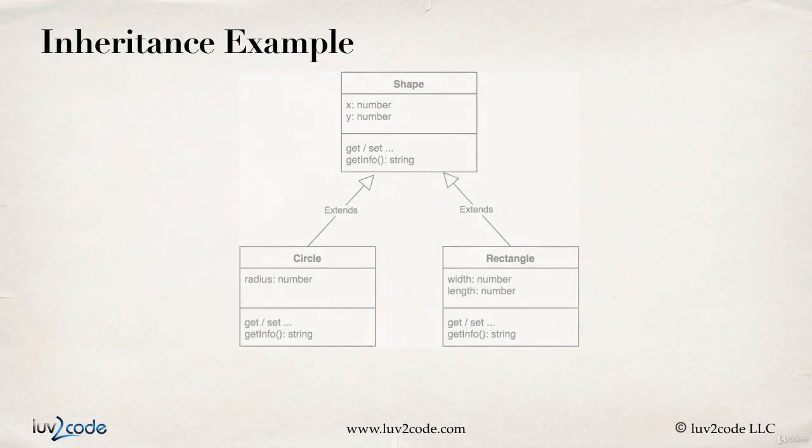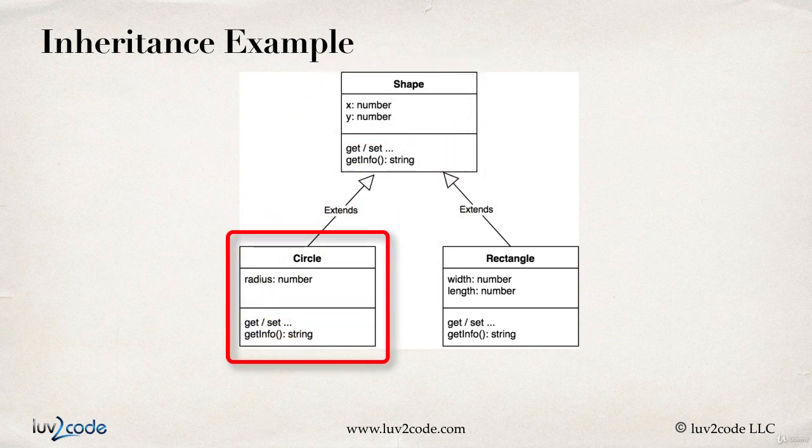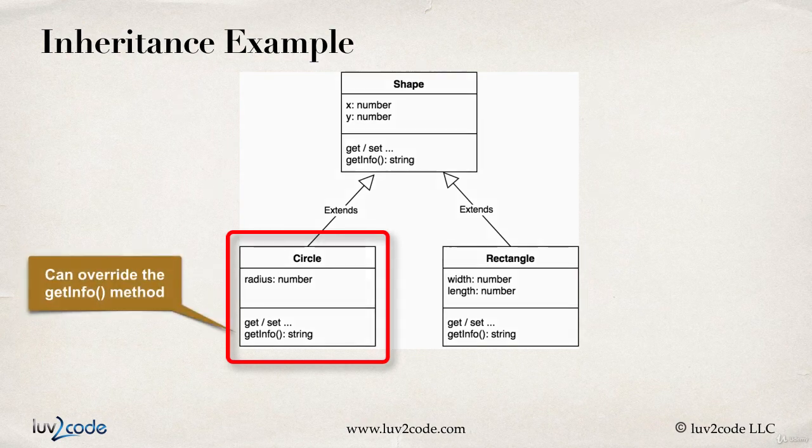Alrighty, so let's look at an inheritance example. We'll have a shape that has X and Y for the location, getter and setter accessors, and also a getInfo method. Then we'll have subclasses. A circle adds an additional property, radius. Again, it has getter and setter accessors, and it can also override the getInfo method, basically a string representation of the given item.